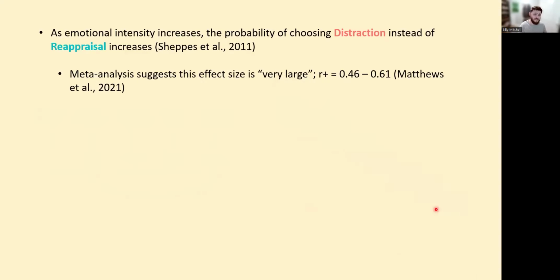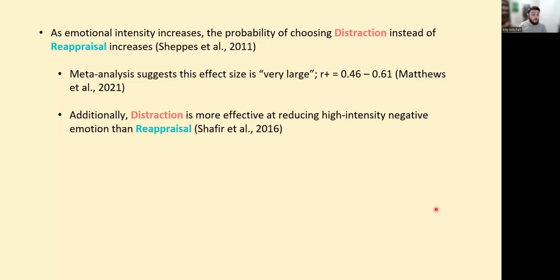And through these paradigms, we've learned quite a bit about the strengths of these strategies and the situations in which they best fit. For example, there's a robust relationship between how intense an emotional experience is and which strategies we choose to regulate those emotions with. So distraction is not only chosen more often when emotional intensity is high, but also tends to be more effective at reducing or downregulating high intensity negative emotions than reappraisal is.